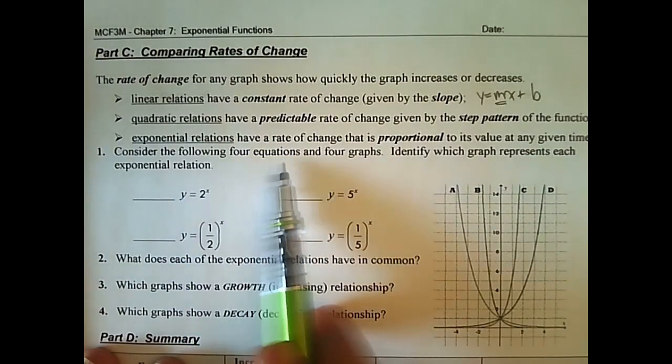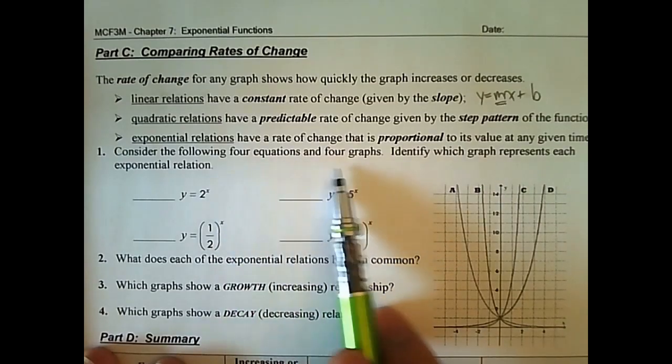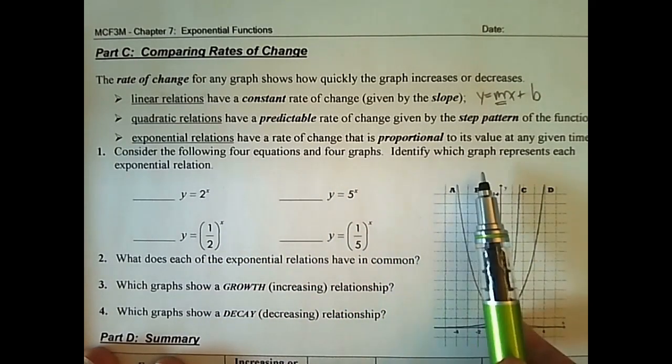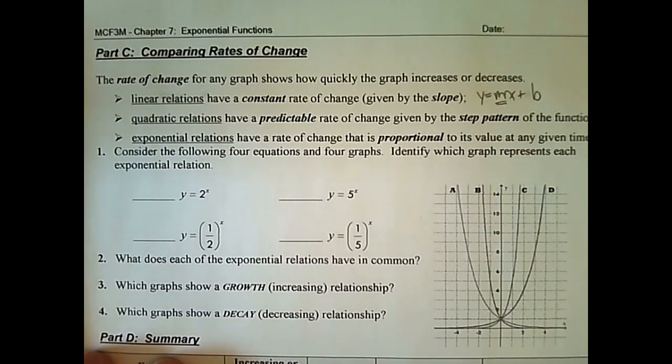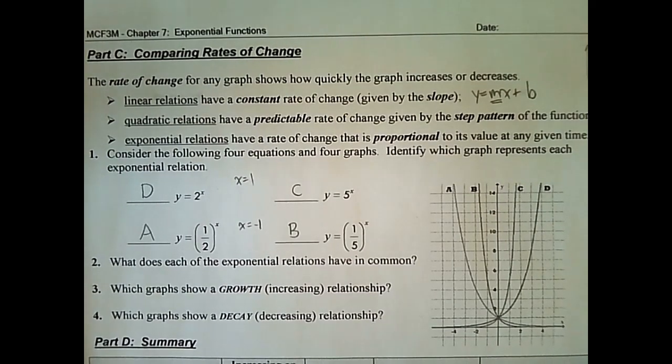So let's consider the following four equations here, A, B, C, and D, and the four graphs. These are the equations, these are the graphs. Identify which graph represents each exponential relation. If you're not sure, take a guess, and then unpause, we'll take it up. Alright, so these are my answers. So how did I get to these answers?